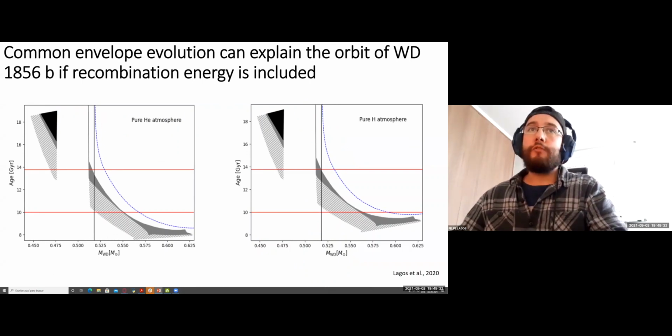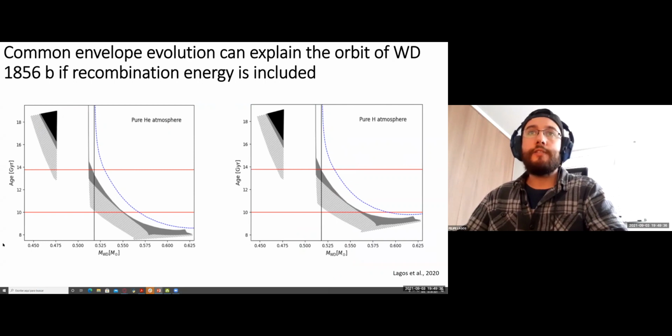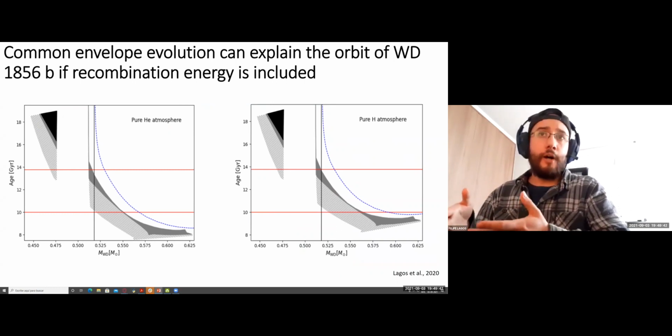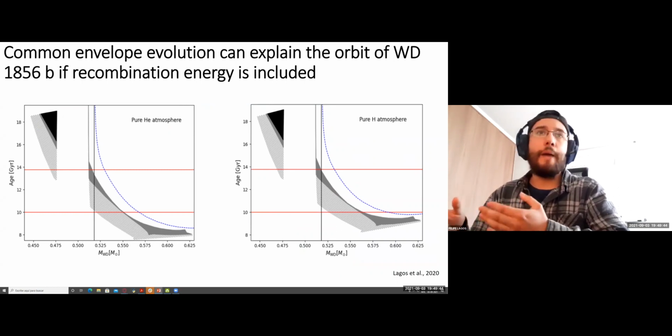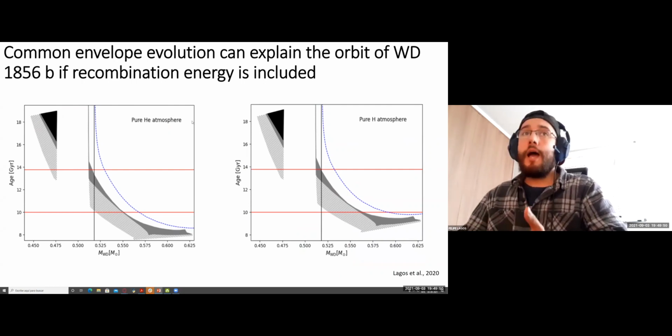So the final results of our work are summarized in these figures that compare the total age of the system with the mass of the white dwarf. Well, according to Van der Poel et al., the white dwarf atmosphere is most likely a mixture of hydrogen and helium. So we use two limiting cases for the composition of the atmosphere, a pure helium and a pure hydrogen atmosphere.